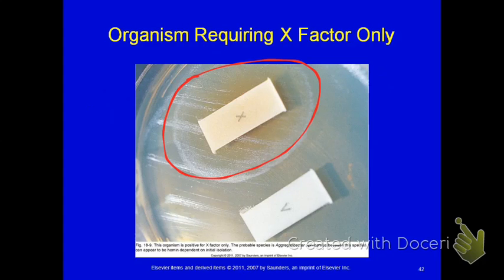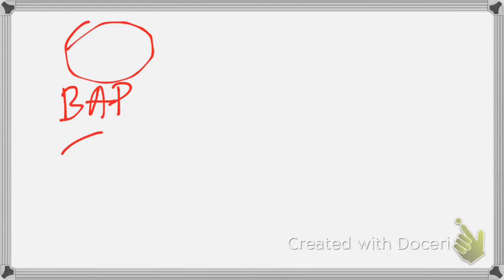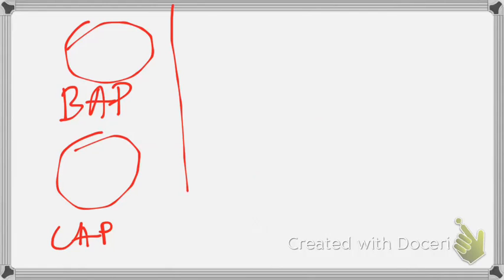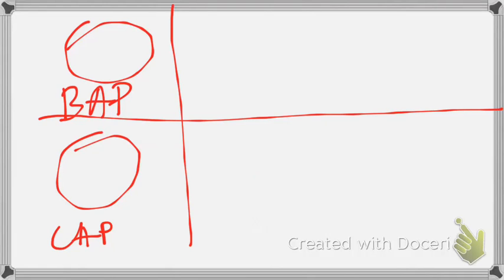Now, if you don't have the X strips or the V strips, is there an alternative test? Yes. For example, you have here the blood agar plate, and then you have here the chocolate agar plate. How would you know if the organisms require the X and V factor? You have to answer this. I will not tell you the answer because I will just give it during the exams.